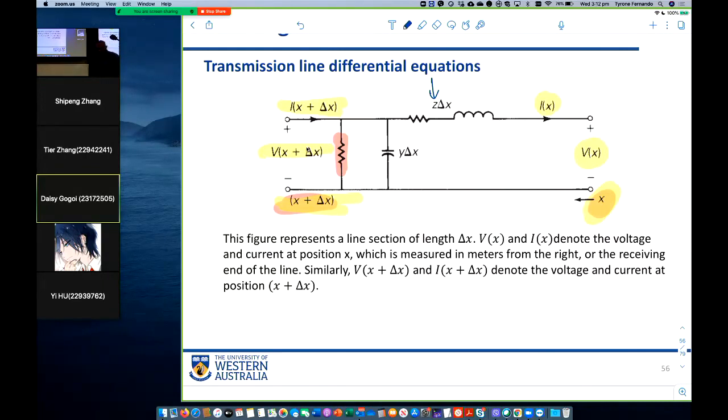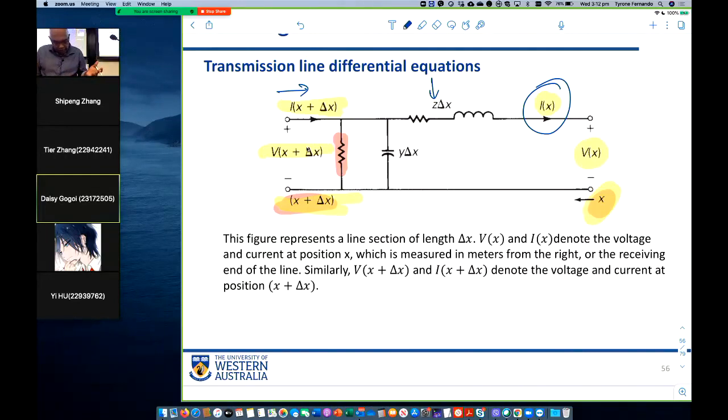All right. So what else are we marking here? The current that flows on that line is Ix, because that's the current flowing into point x. The current that is flowing here is Ix plus delta x, because we are talking about the point x plus delta x there, right?